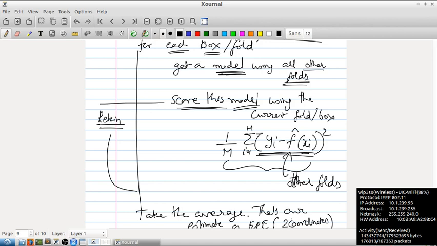Even in cross validation, suppose we have chosen 10 buckets, and we get some error, an average of 10. And then we choose 9 buckets and get a different error.